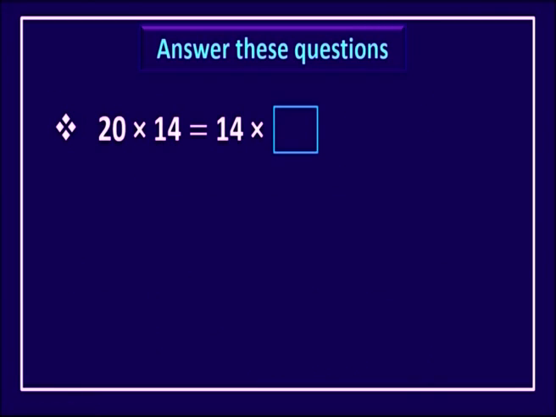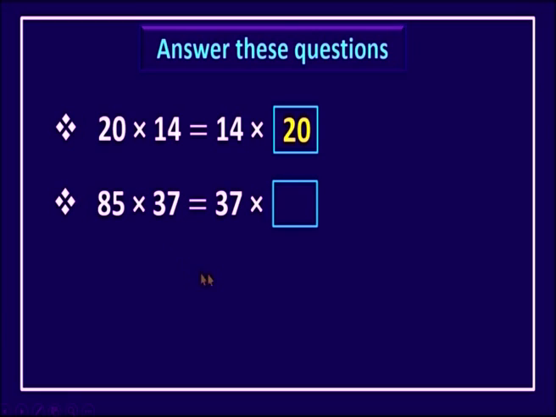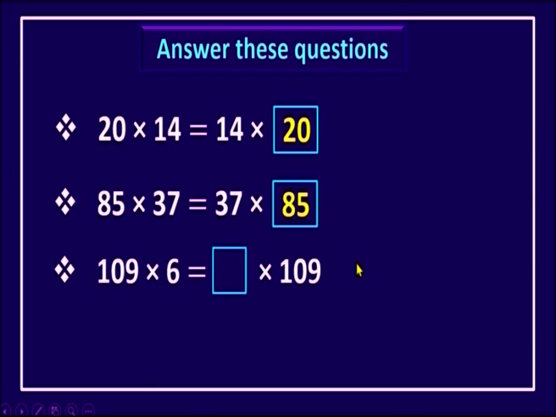Okay, children. Now let us answer these questions. So 20 into 14 is equal to 14 into, now you need to fill in this blank. So what is that box to be filled with, children? Yes, you are absolutely right. It should be 20. Let us take one more example. 85 into 37 is 37 into, what number should be there in the box, children? Yes, it should be 85. Very good, children. Now let us try this one also, children. Now 109 into 6 is equal to, now here an empty box, into 109. Now come on, guess the answer, children.